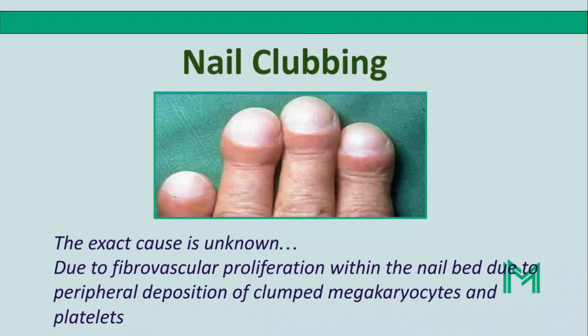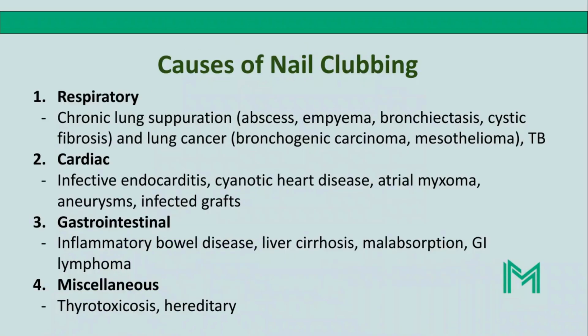But there are a myriad of conditions where we see nail clubbing: certain respiratory conditions, cardiac conditions, gastrointestinal conditions, and others. For respiratory conditions, you may have chronic lung suppuration, so things like lung abscess, empyema, bronchiectasis, and cystic fibrosis. Lung cancer as well, whether it's bronchogenic carcinoma or mesothelioma, and tuberculosis can also manifest with clubbing.